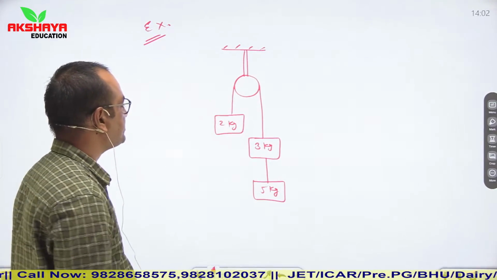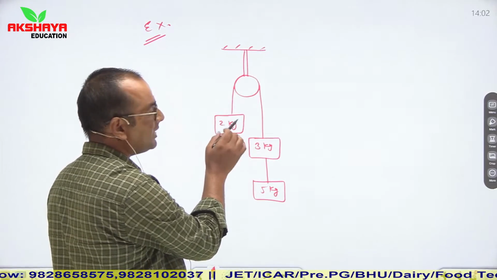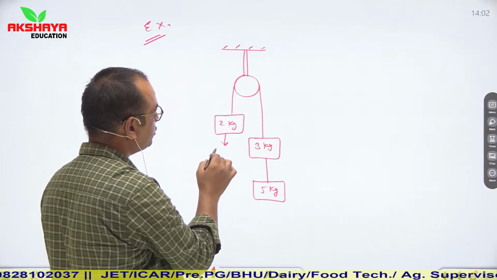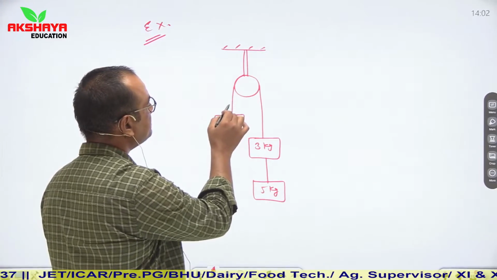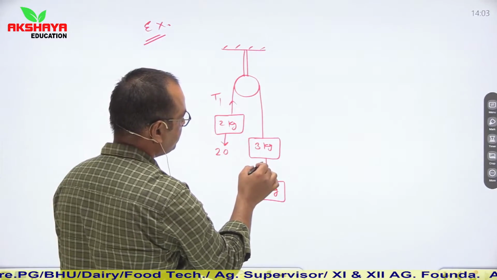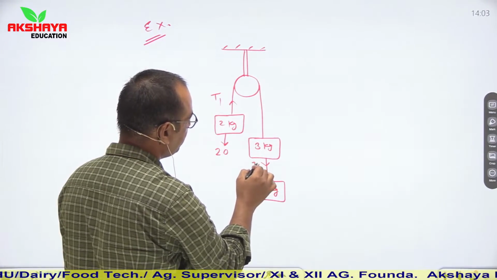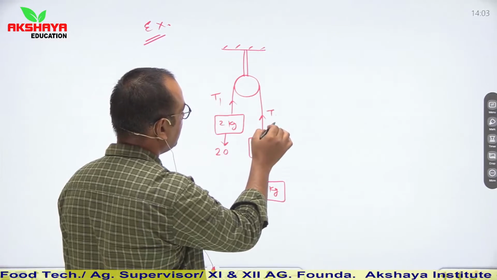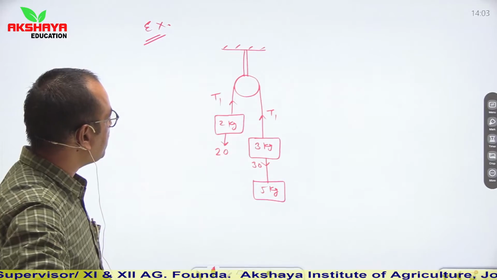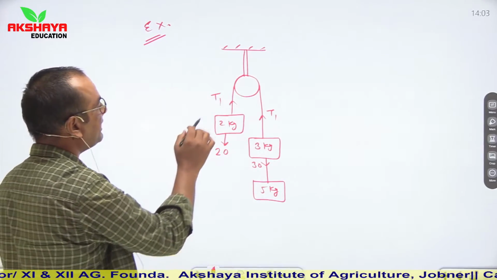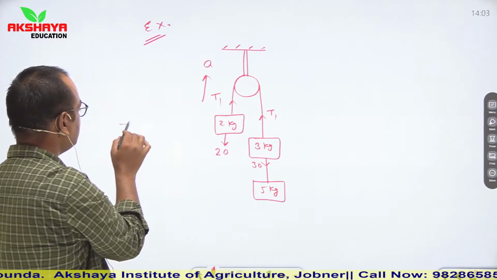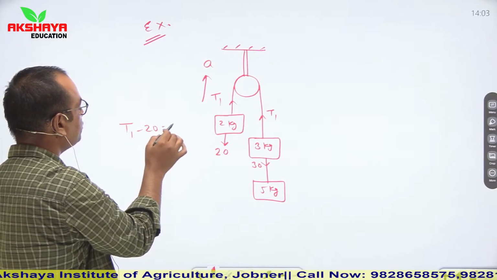So see, in this condition, let us make its FBD. I am making the FBD here in the diagram itself. For 2 kg, its weight is 2g, means 20. Tension in upward direction, let us say T1. Here its weight 3g, means 30 in downward direction. Tension T1 in upward direction. Now second concept. First of all, make its FBD. Let us say it is accelerating in upward direction with an acceleration a. So it is T1 minus 20 is equal to 2a.